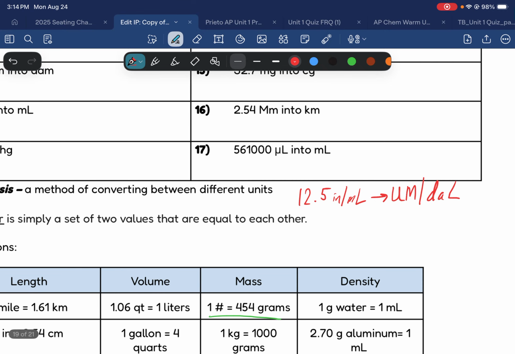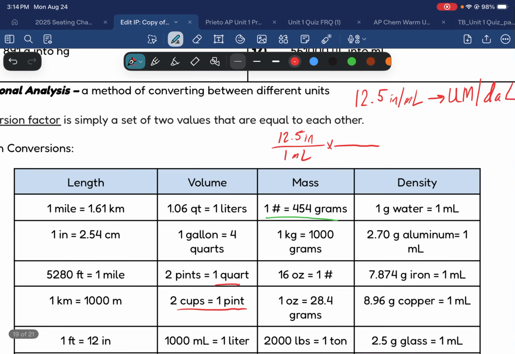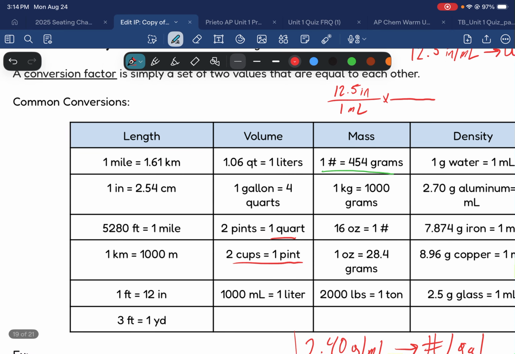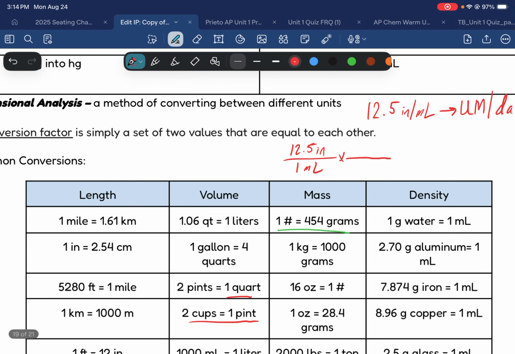Let's just start out with the top. I'm going to convert the 12.5 inches per 1 milliliter. And I'm going to go to the micrometers first. So I don't see anything from inches to micrometers or inches to meters on here on the length side. But I do see inches to centimeters, so that's what I'm going to start first. 1 inch on the bottom, 2.54 centimeters here.